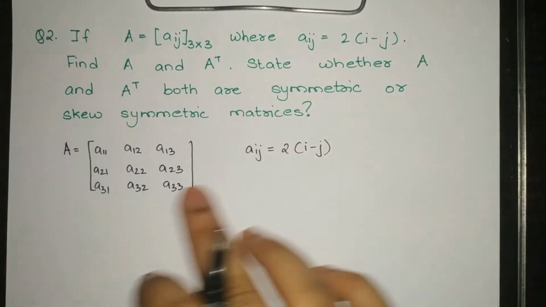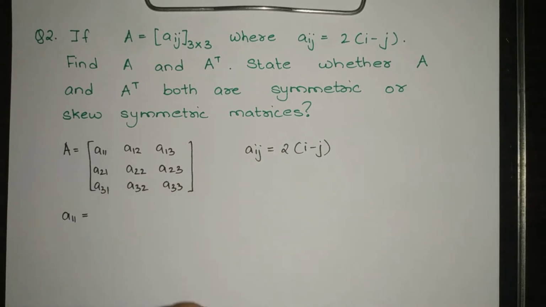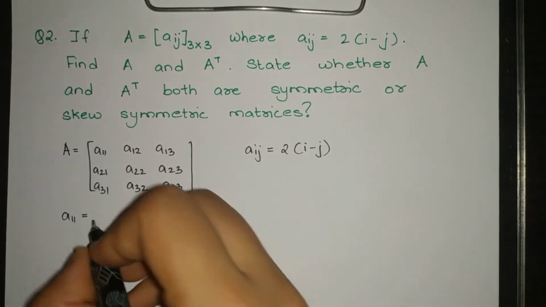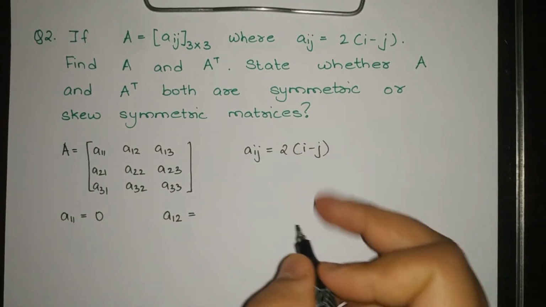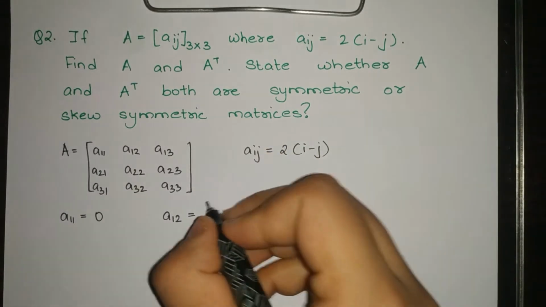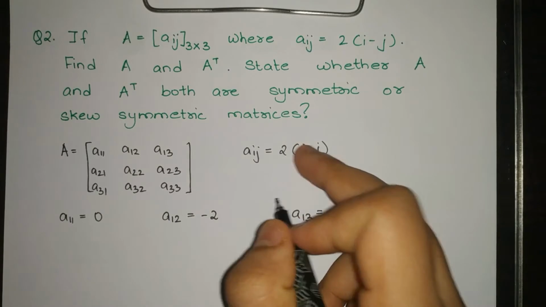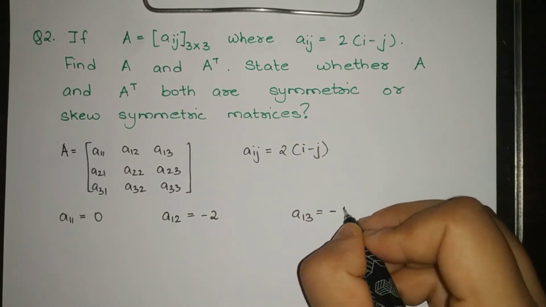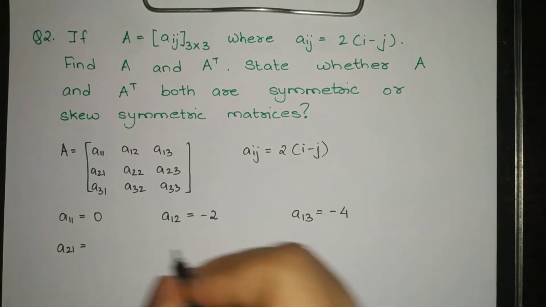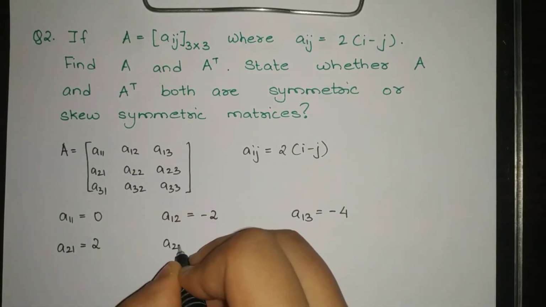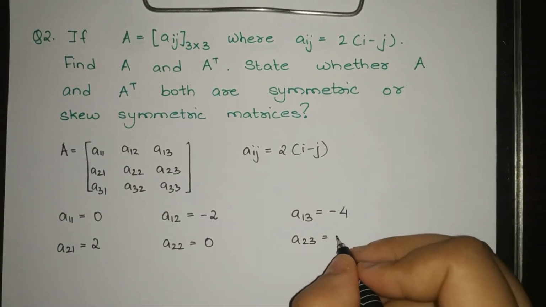Now we will use this formula and we will find out all these elements. So A11 is equal to, this is going to be 1 minus 1, तो ये तो 0 होगा. Next A12 is equal to, यहाँ पे 1 minus 2 करेंगे तो minus 1 into 2 is minus 2. Next A13 is equal to 1 minus 3 is minus 2 into 2 is minus 4. Next A21 is equal to 2 minus 1 is 1, so this is 2. A22 is equal to 0. A23 is equal to minus 2.